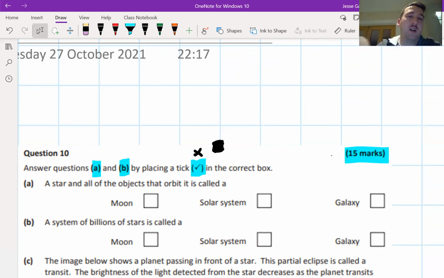Okay, so hopefully you made your mind up. A star and all the things that orbit it, that will be called, well, it can't be a moon because a moon and a star are not the same thing. And it can't be a galaxy because hopefully you know what a galaxy is. A galaxy is a collection of stars, and therefore it can't be this. A star and all the objects around it is a solar system. Okay, so you should have taken solar system.